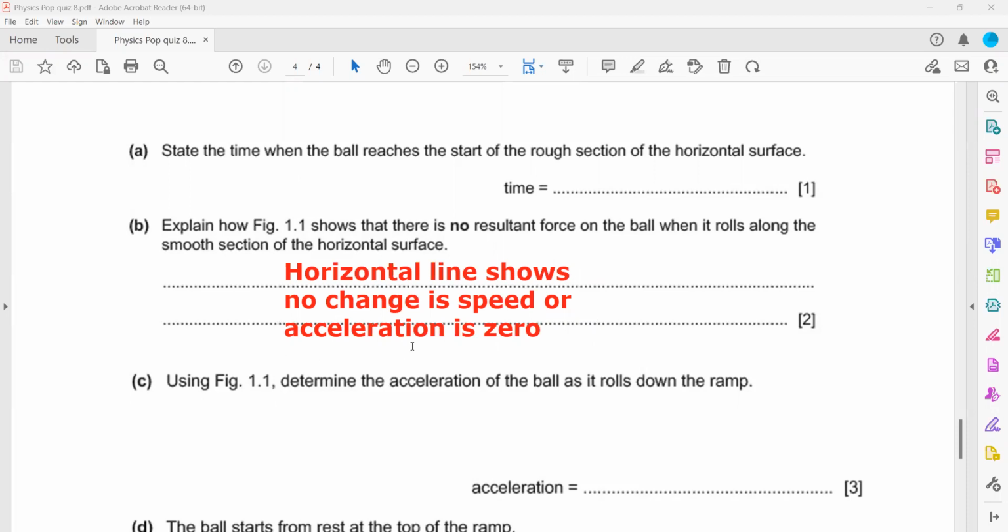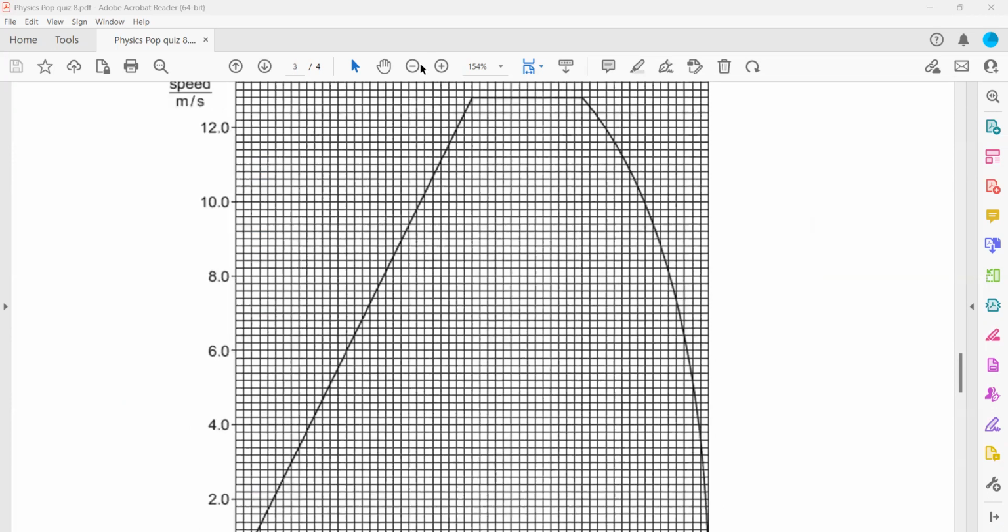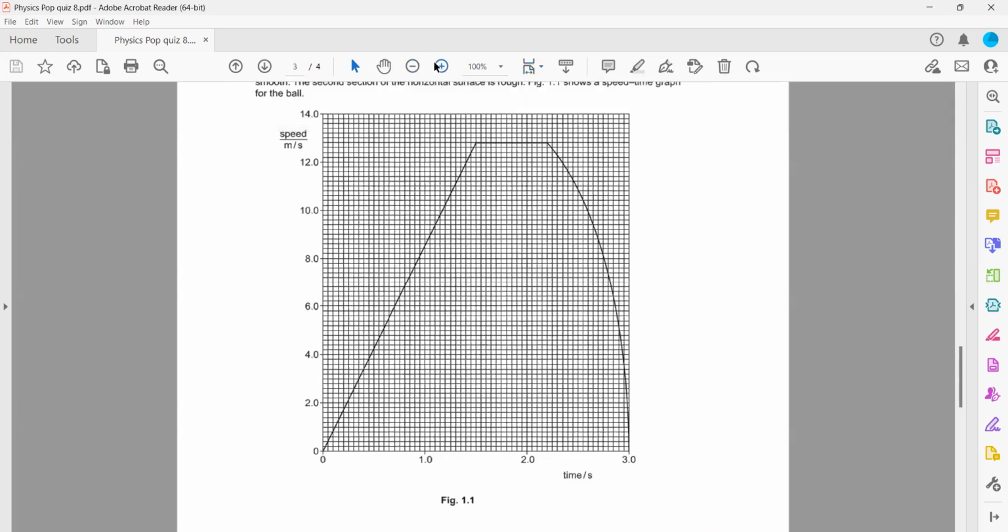Use figure 1.1 to determine the acceleration of the ball as it rolled down the ramp. So when it rolled down the ramp, the speed of the ball will increase. So which part is it rolling down the ramp? Only this part, because the speed is increasing. So if you want to work out the acceleration, it's a straight line. Whenever it's a straight line for a speed-time graph, then you have two options.